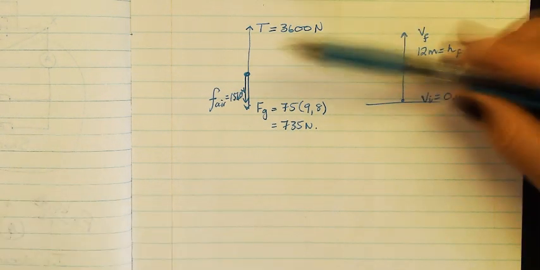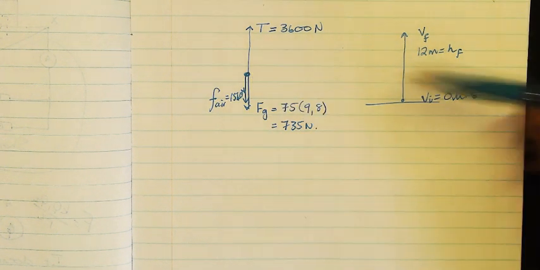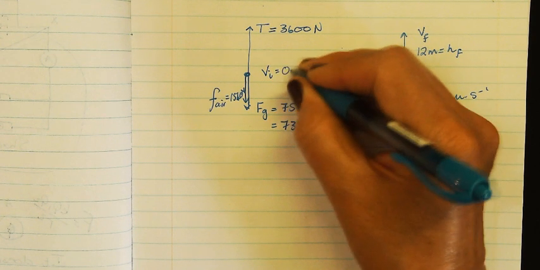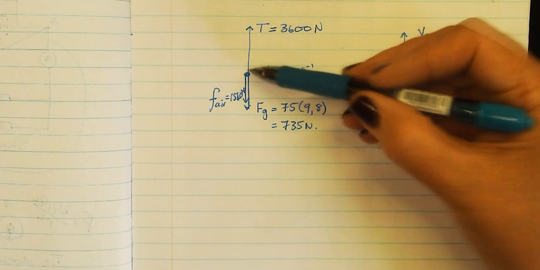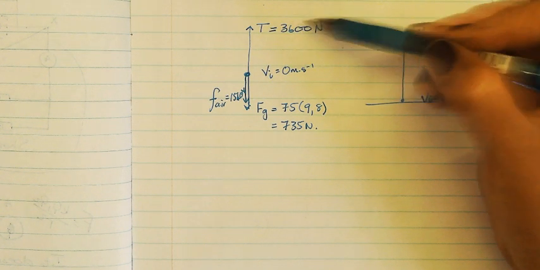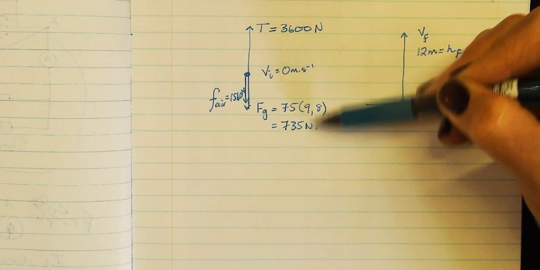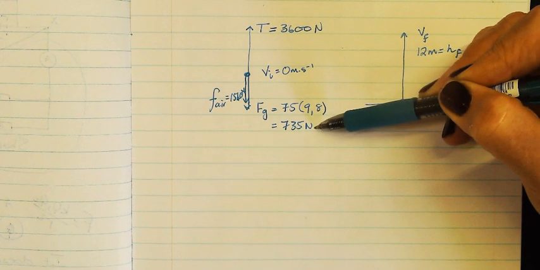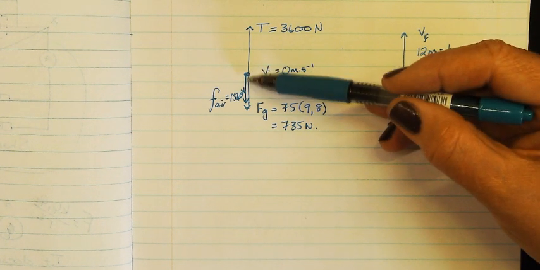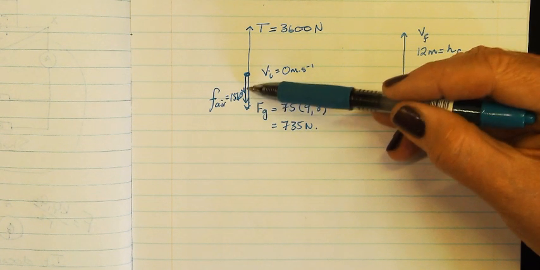In this question, we have a man being lifted from zero velocity, so the initial velocity is 0 meters per second. He's being lifted, rescued. The tension in the cable is 3,600 newtons. The man's mass is 75 kilograms, so his weight is 735 newtons. And as he is lifted, there is an air friction of 1,540 newtons acting on him.